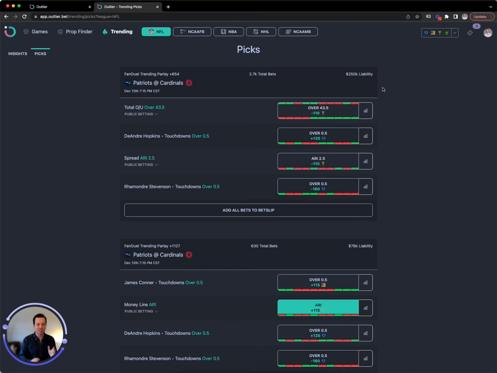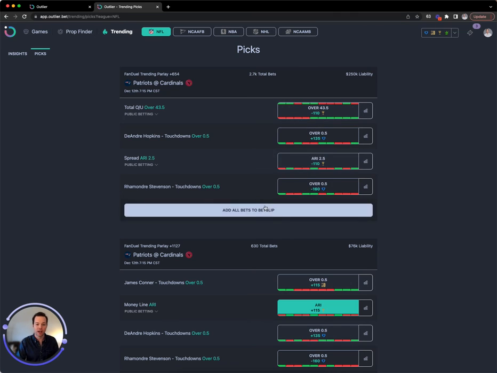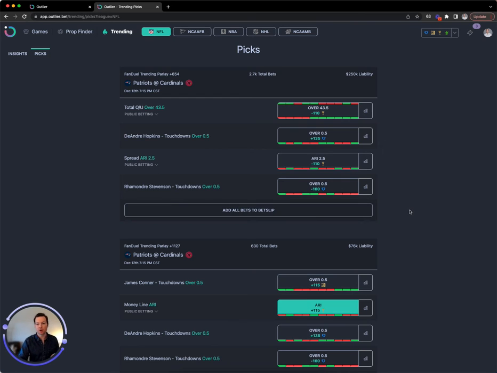So pretty neat stuff. Again, this is a great way to start your research, and then by clicking on any of these graphs, you can drill down on the particular leg. Now, if you want to add a leg to your bet slip, you can click to add, or I could click to add all. Great, so that's games, prop finder, and trending.